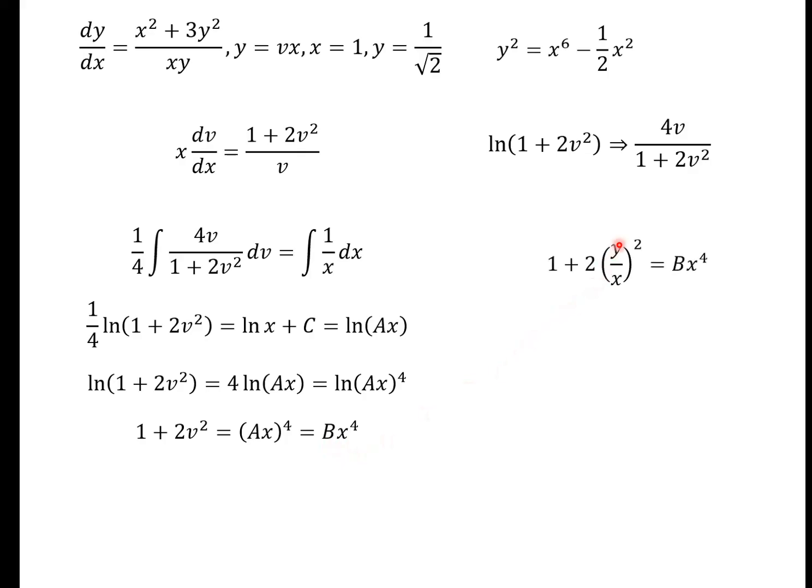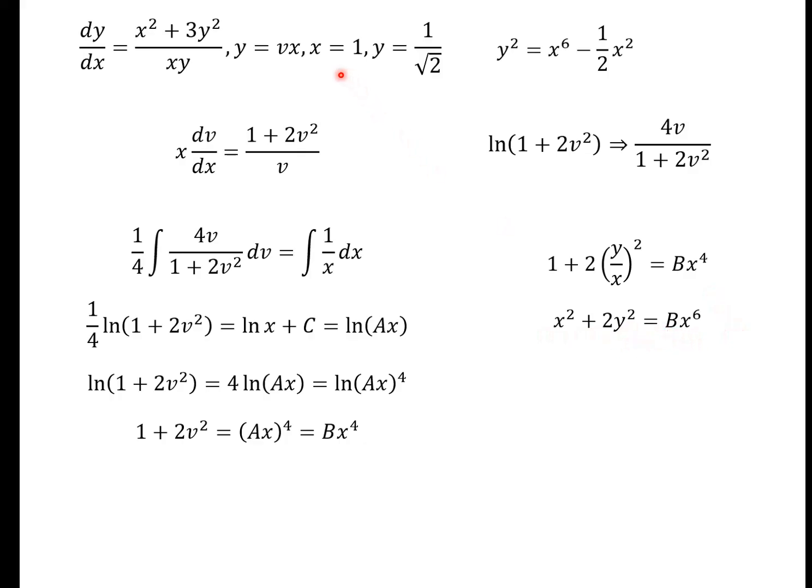Then I'm changing my v's into y's over x's, the v is y over x, because I want an equation in y's and x's. If I multiply through by x squared, I get x squared plus 2y squared is bx to the 4. And now that's about as simple as it's going to get.